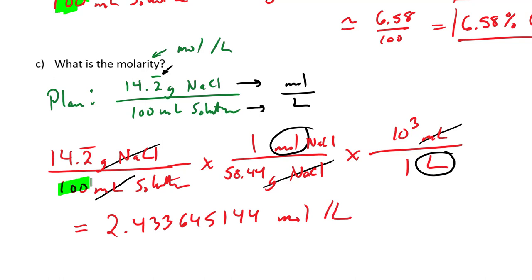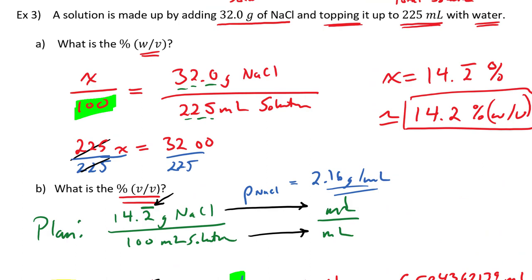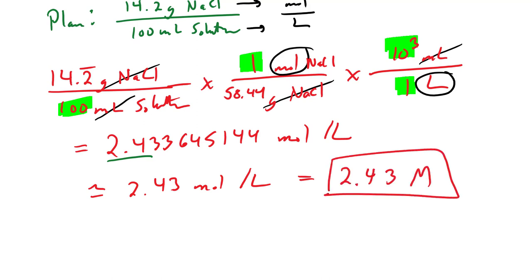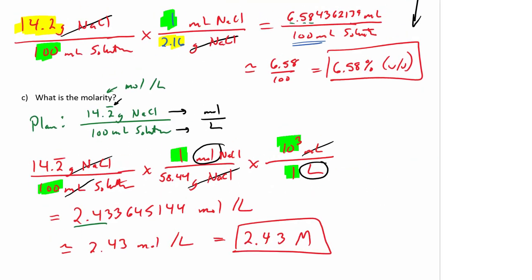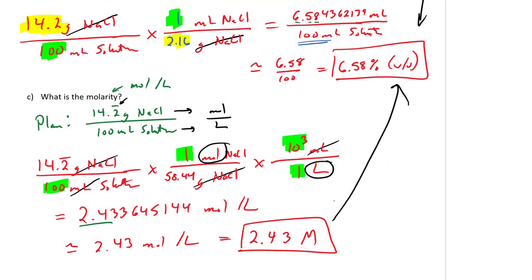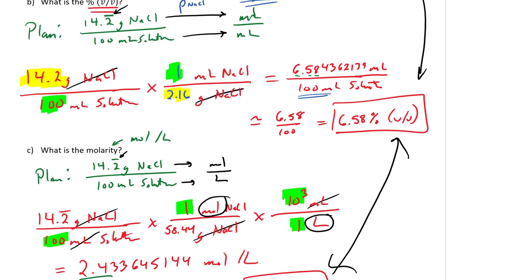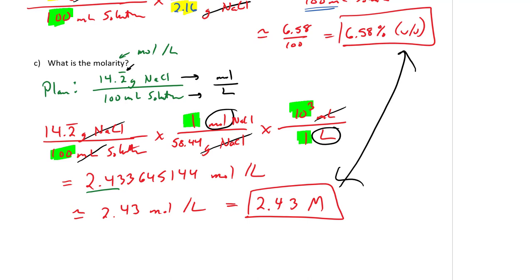Significant digits. Exact. I guess it's 4.22. That was from the first problem. Here I had 3 and 3. So I'm going to go with 3 significant digits. Approximately equal to 2.43 moles per liter, which is the same as saying 2.43 molarity. Again, it's exactly the same solution, but we have 3 different values that represent the concentration: 14.2% weight by volume, 6.58 volume by volume, or 2.43 molarity, moles per liter.